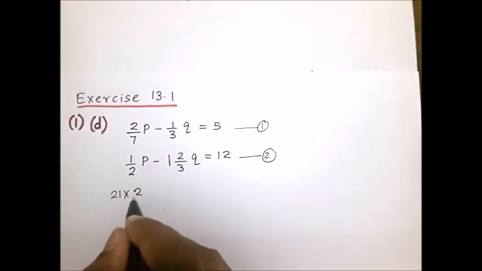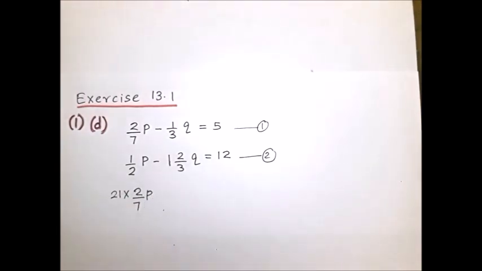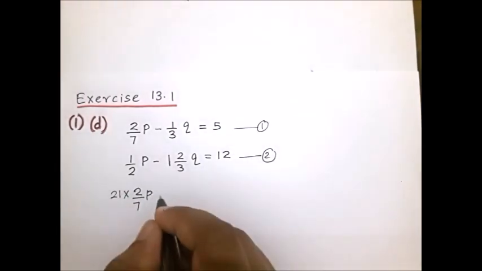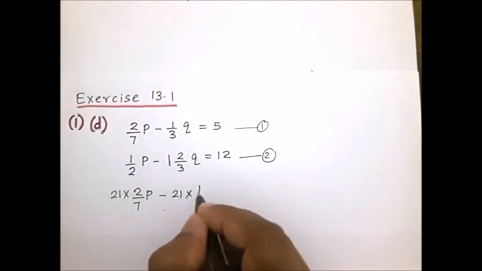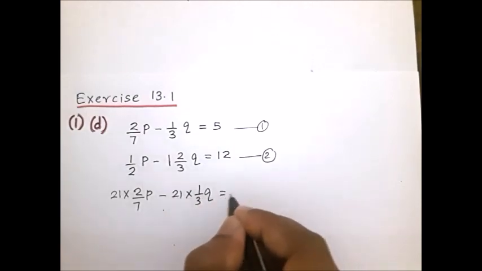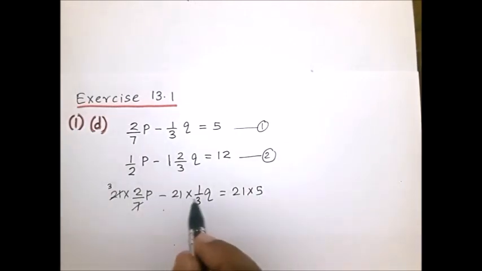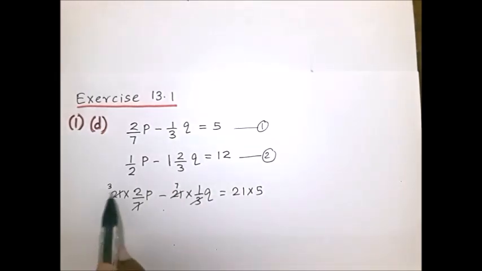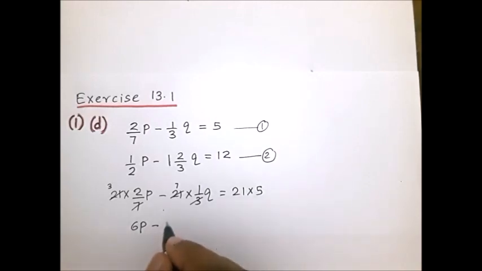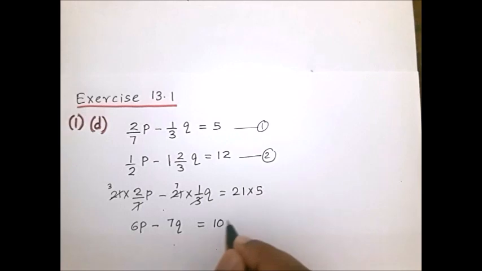21 multiplied by 2 over 7p. 21 multiplied by 1 over 3 cube. 21 multiplied by 5. 7 and 21 you can cancel. Here 3, 21 and 3. Here 7. 3 multiplied by 2p, 6p. 7 multiplied by q, 7q. 21 multiplied by 5, 105. Name this equation as 3.